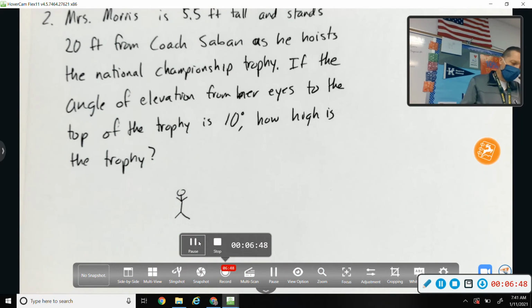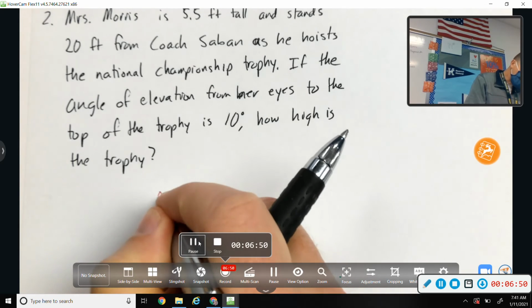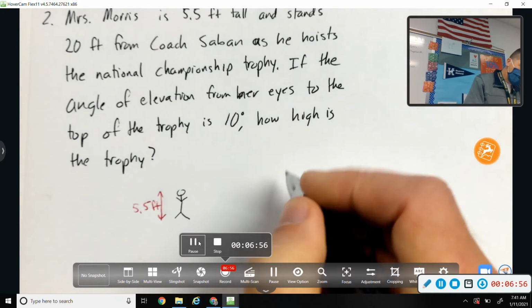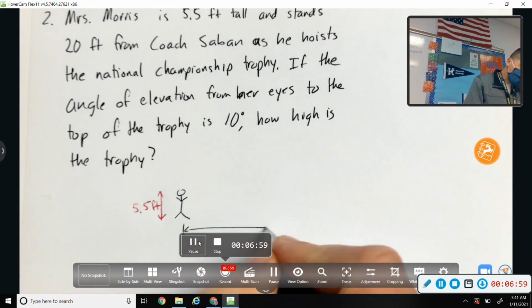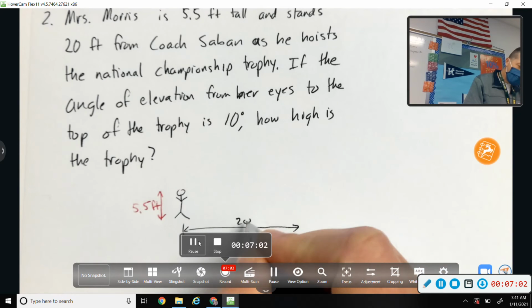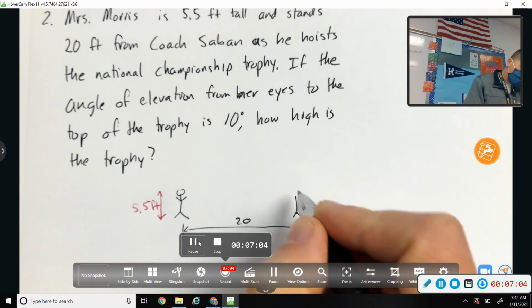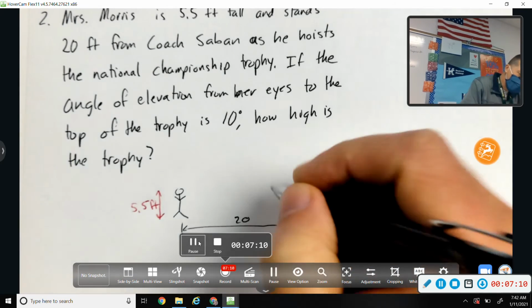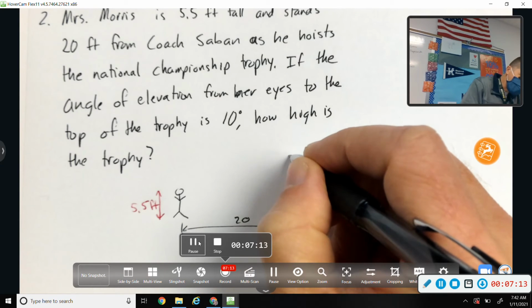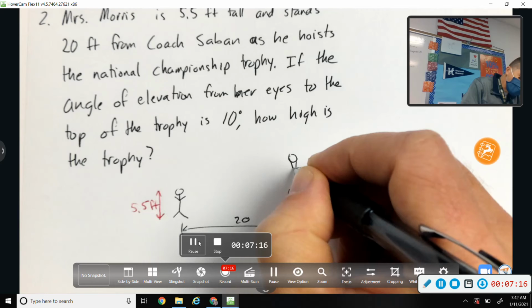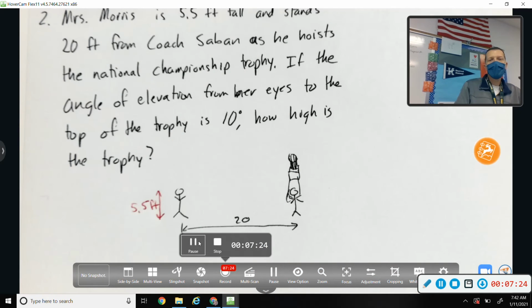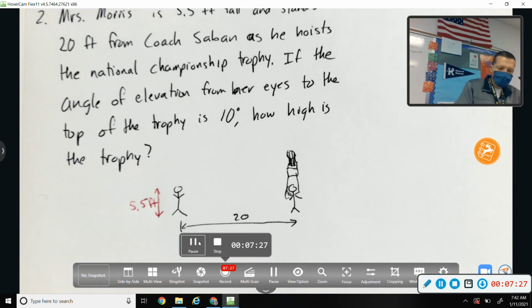So there's Miss Morris. She's 5.5 feet tall, or close enough to that anyway, for our purposes. She's 20 feet away from Coach Saban. Whoops. He has 4 arms now. And he's holding up this national championship trophy thing. Oh, it's that circular whatever. There's the trophy that he's proudly holding up with his strangely long arms.